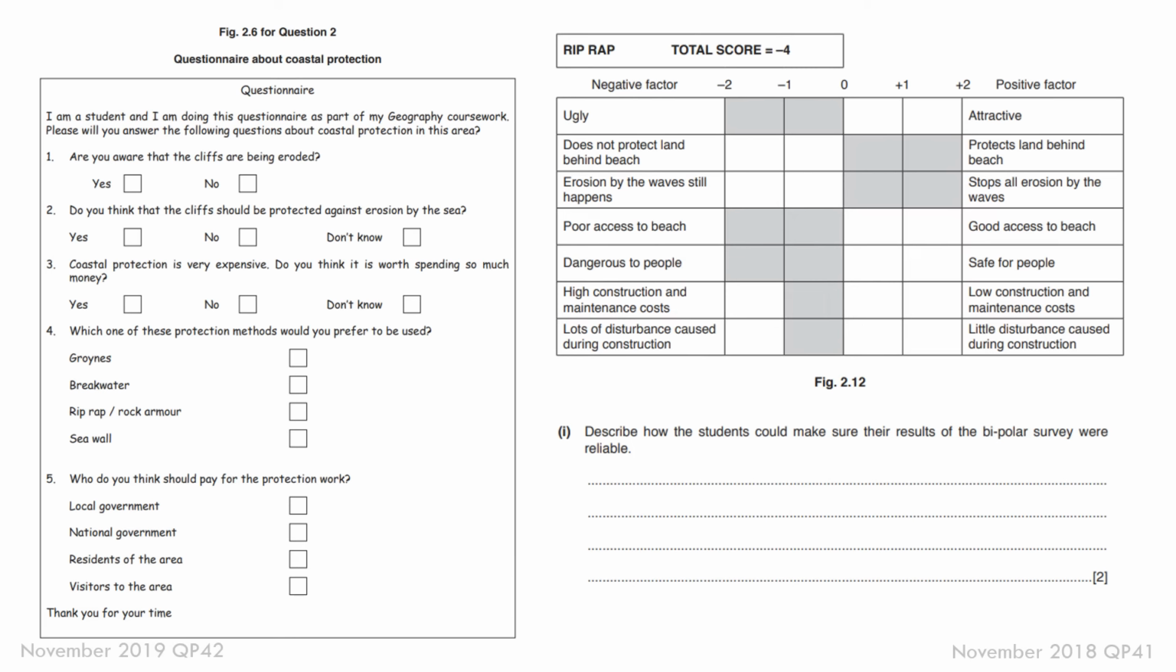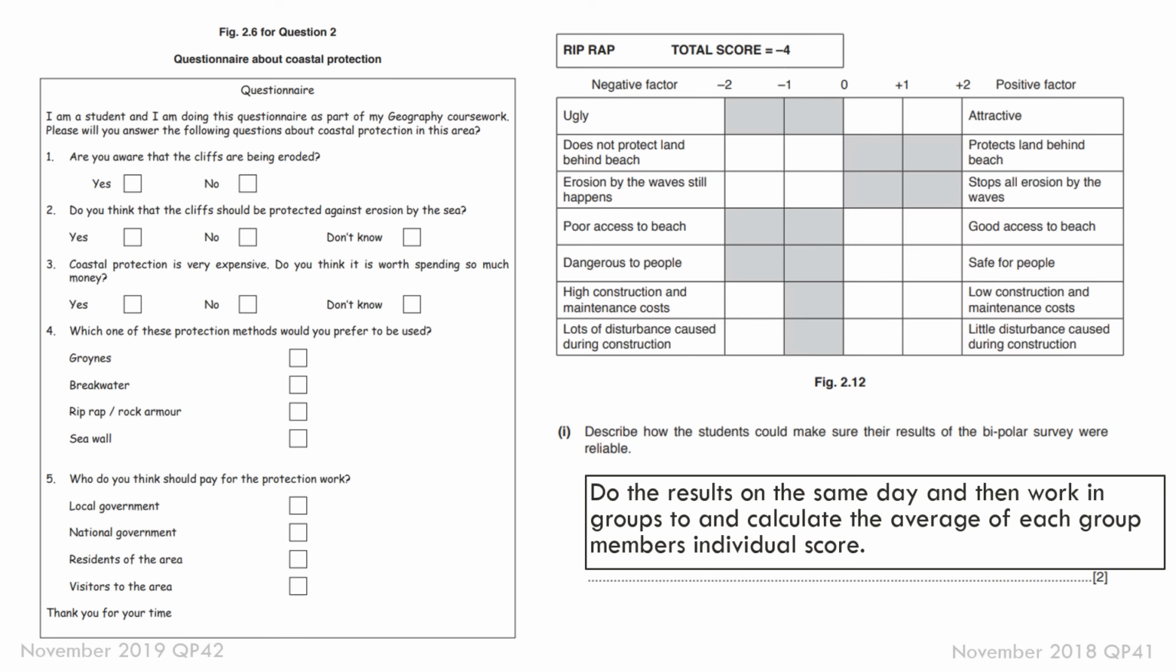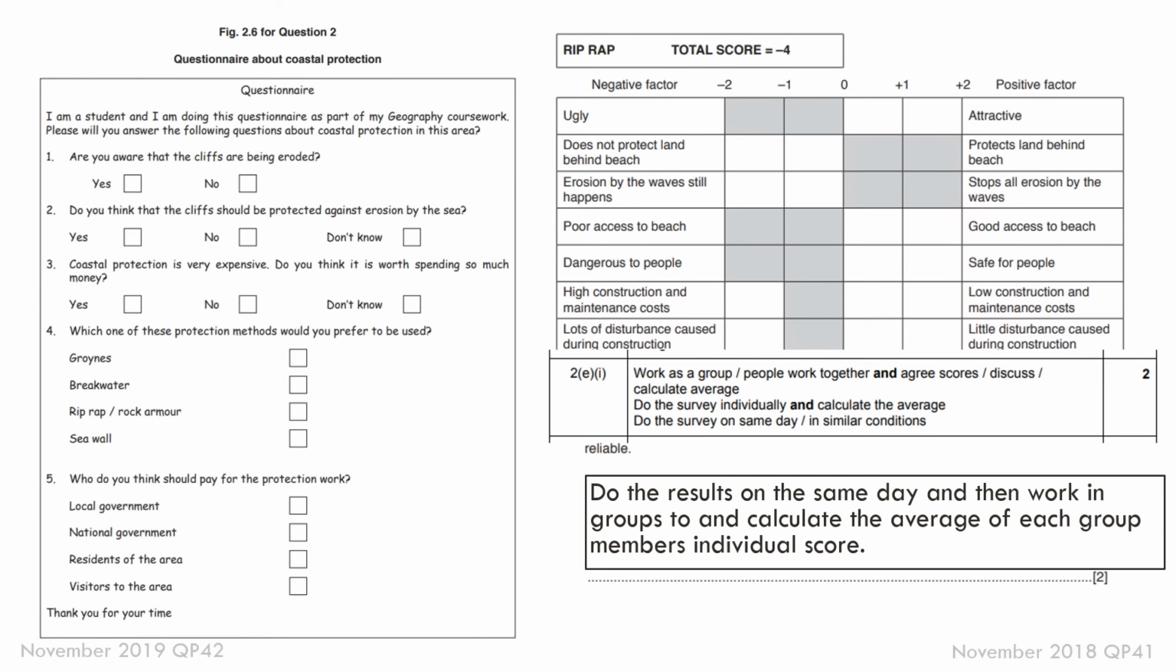And so a question here came up: describe how the students could make the results of the bipolar survey reliable. And so I've given you some ideas here and the mark scheme. So really, just to show you that although there are methods specific to coastal investigations, such as beach profile, sediment size and shape, there are other methods that you can link into perhaps more human investigations, such as questionnaires, bipolar index. So again, don't just study coastal in isolation. Do study all of the methods, think about how they link in, and that's why understanding the methods and how you go about collecting the data and common issues is really important, hence this video.